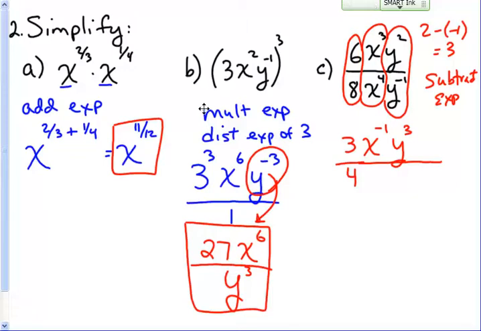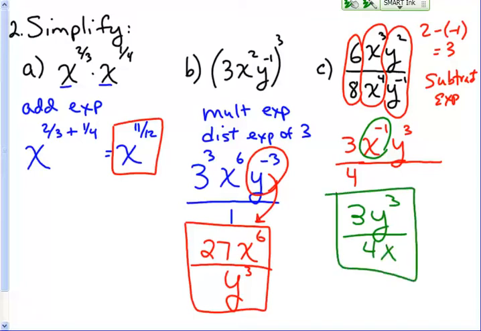And just like the last problem, we have a term with a negative exponent, and it moves to the bottom. The 3 stays here. It has a positive exponent of 1, so we end up with 3y cubed over 4x. Okay, that's our problem 2.